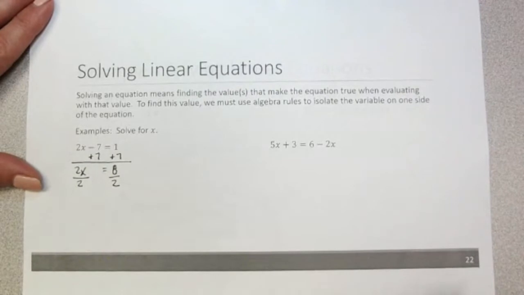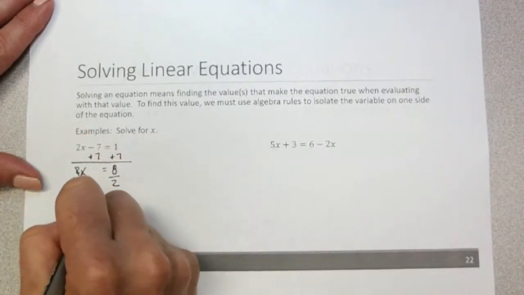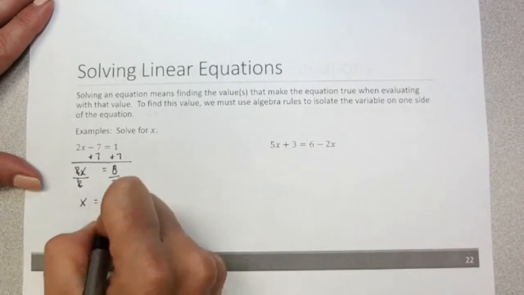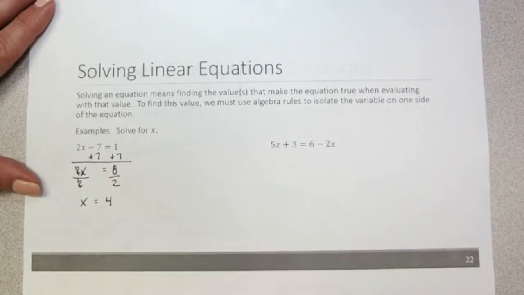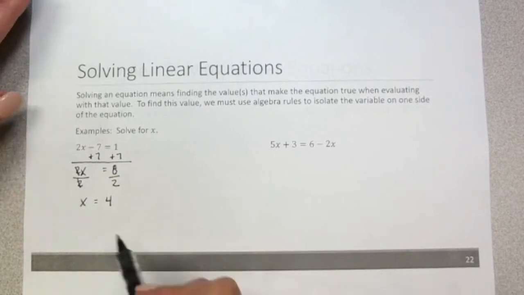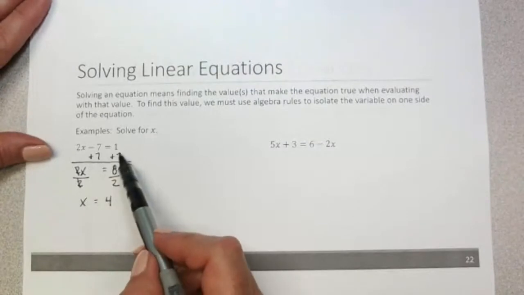When we divide both sides by 2, these 2's divide out, and we see that the value of x is 8 divided by 2, or 4. Okay? So we have found that 4 is the value that when assigned to x makes this equation true.